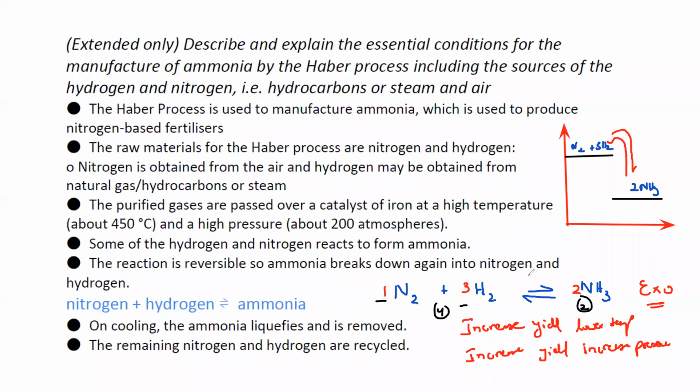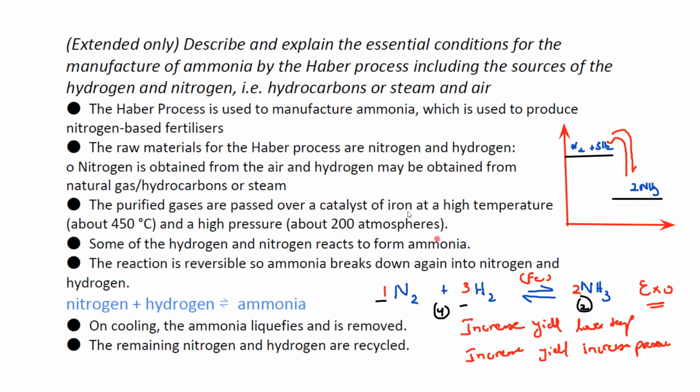And we use iron as a catalyst. So Fe or iron is used as a catalyst. A catalyst does not affect the amount of product, it only speeds up the reaction. So what are the reaction conditions and what things do you need? You need nitrogen and hydrogen. What is the source of the nitrogen? The nitrogen is obtained from the air.